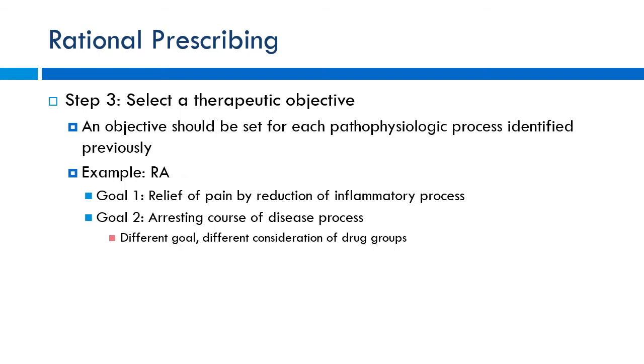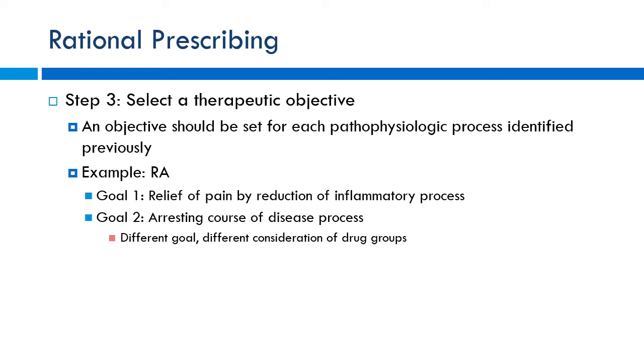So next, we want to select a therapeutic objective. I know what the disease state is, and I have a good idea of the pathophys of the disease state. Well, which aspect of this do I want to attack? Which aspect do I want to try to modify? For the example of RA, the therapeutic objective is to relieve the pain associated with this inflammatory process. The other goal would be to arrest the course of disease, to prevent the disease from getting any worse than it already is right now.